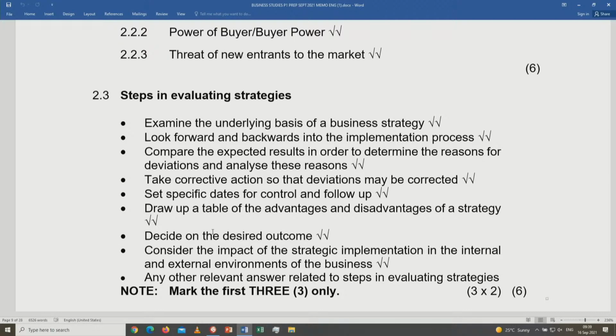I think even in the June exam, this question was there. So be careful when you mark this question, and note there, mark the first three, because the question said outline any three steps in strategy evaluation. So you mark the first three responses only. And then I want to take you to another question.